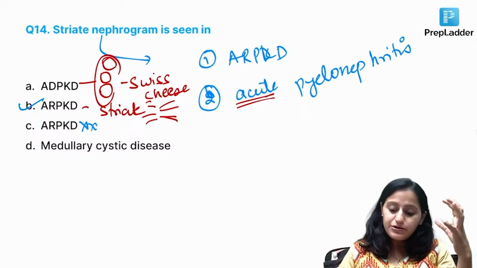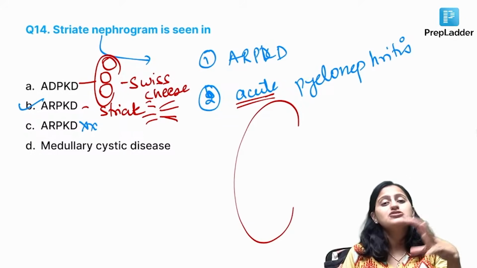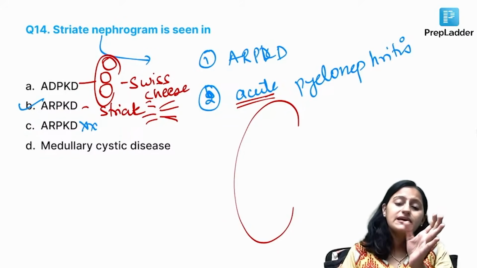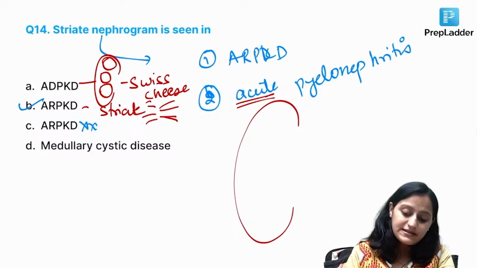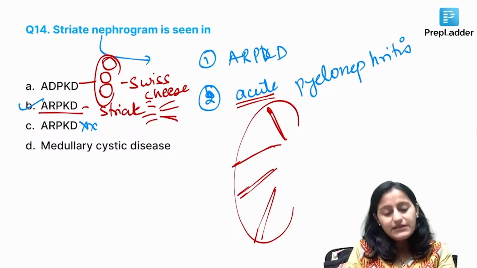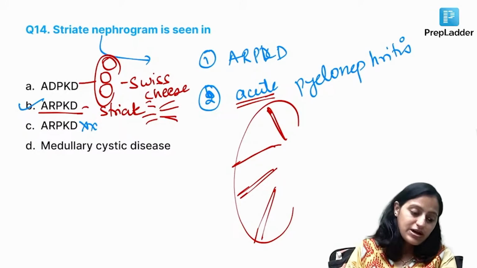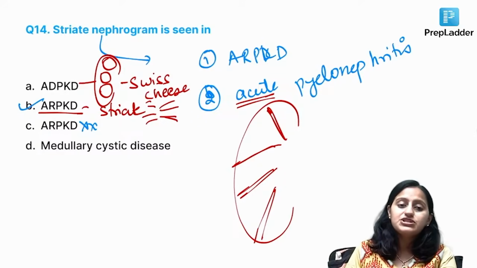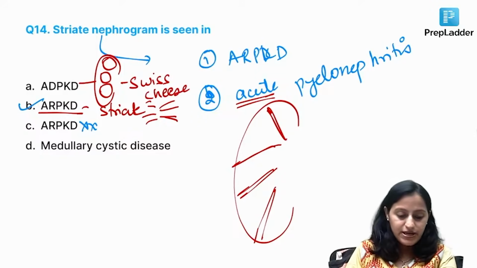With acute pyelonephritis, the kidney becomes large, edematous, compressing the vessels, so there are areas of decreased blood supply and edematous areas, and you get the striate nephrogram. Similarly, in ARPKD, you get the striate nephrogram. Okay, remember in ADPKD it is Swiss cheese, in ARPKD it is striate.